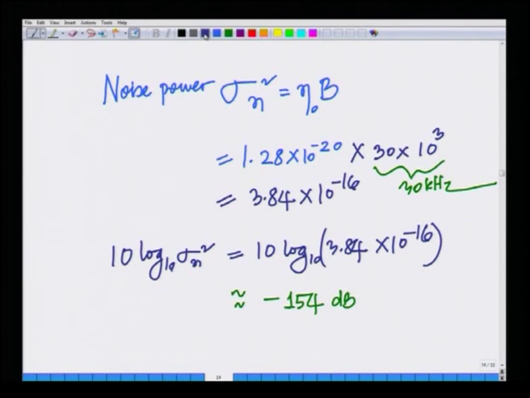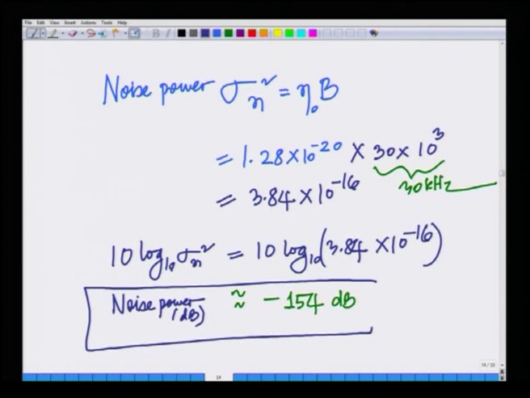Hence, this is nothing but the noise power in dB. So, the noise power in dB is what we are saying is minus 154 dB. Thus, we have computed the noise power in dB.